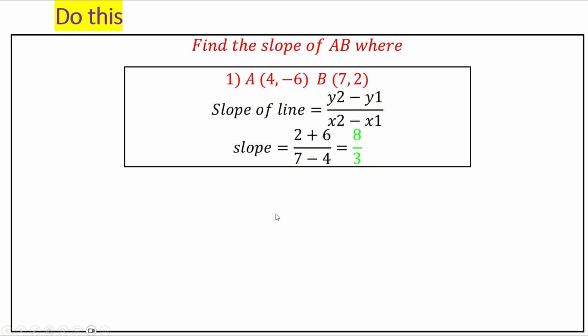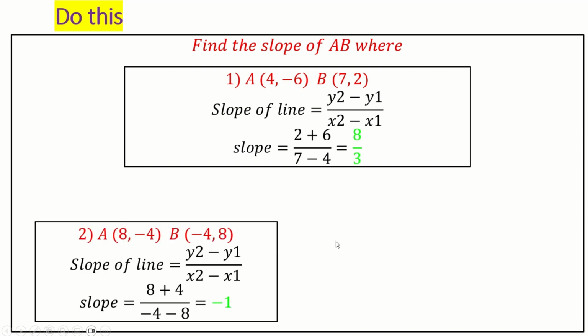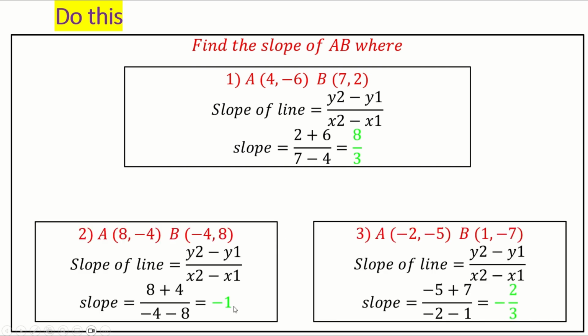Okay, let's do this section. Find the slope of AB where A is 4 comma minus 6 and B is 7 comma 2. Simple equation. Don't make any mistake. 2 minus of minus 6, that is 2 plus 6, divided by 7 minus 4. So 8 by 3. This is the slope. For the second one, use the same template. You get minus 1 as slope and minus 2 by 3 as slope.